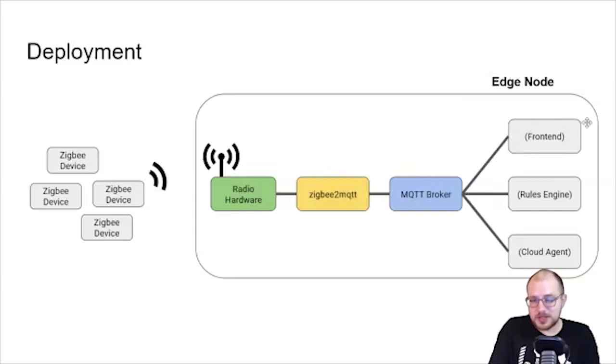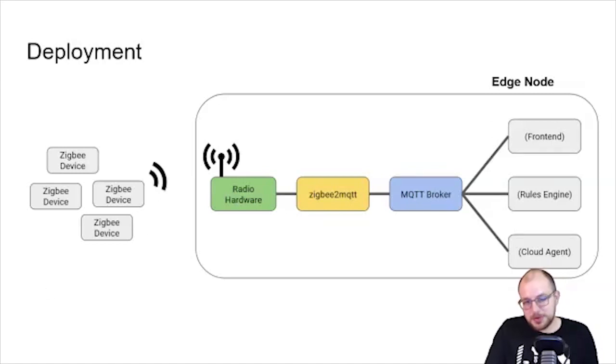Now, what you run on it in terms of the front end, the rules engine, the cloud agent, possibilities are almost endless, but commonly, Home Assistant is one of those de facto standards of the home automation space. And you can also write a fairly simple adapter to link it to your cloud service provider of choice.